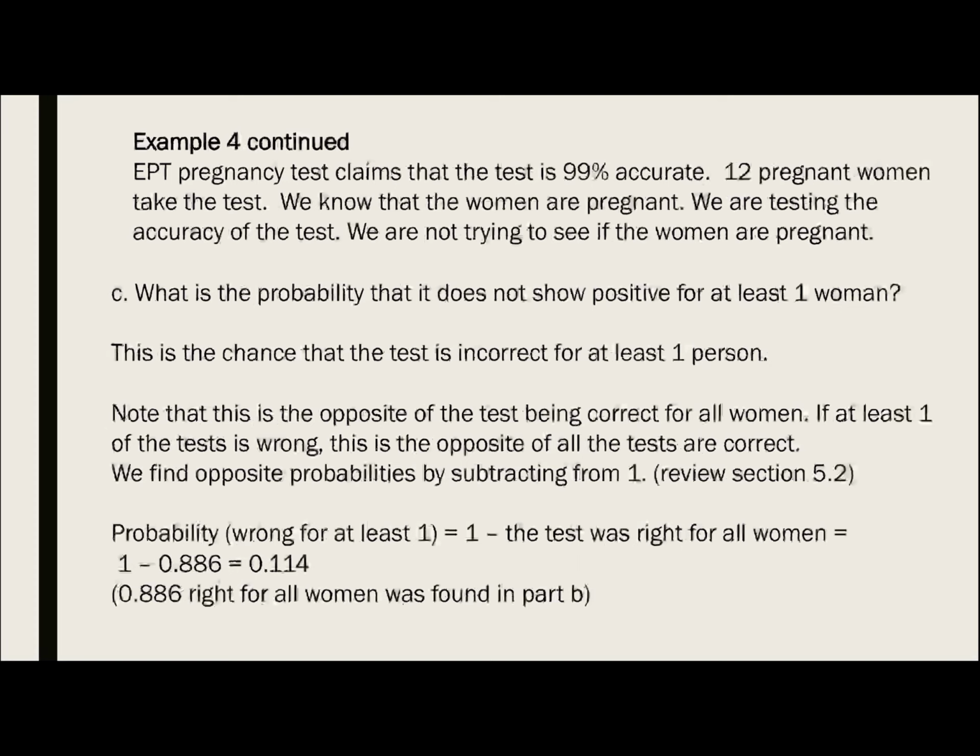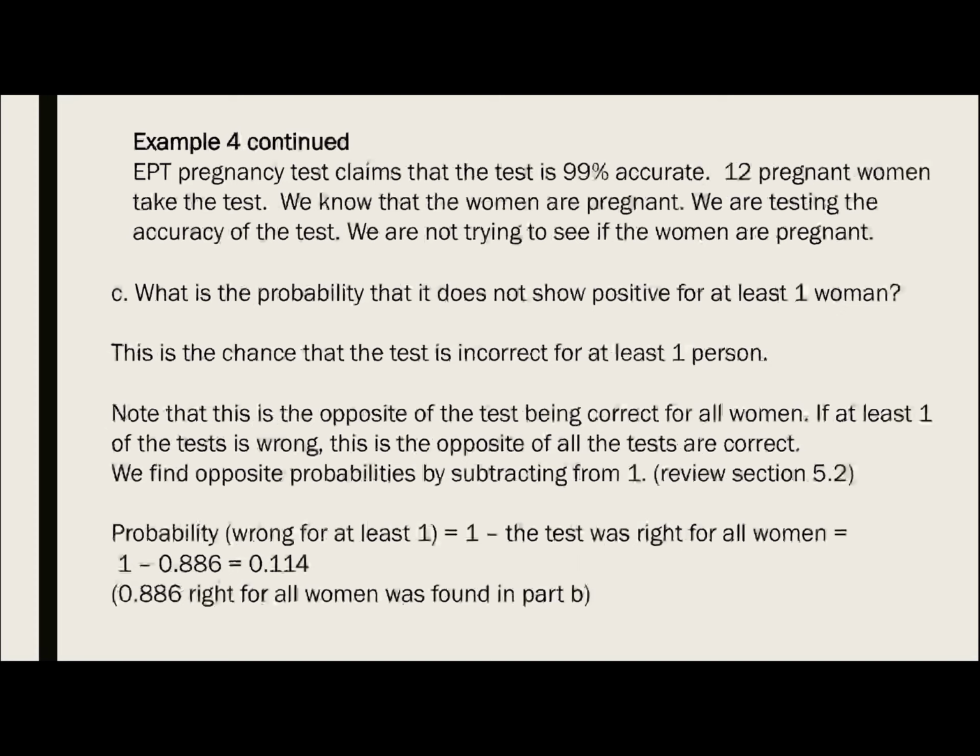1 minus 0.886 equals 0.114. The 0.886 was found in part B. We're finding the opposite. Okay, what's the opposite of you make a 100 on a test? You don't make a 100.